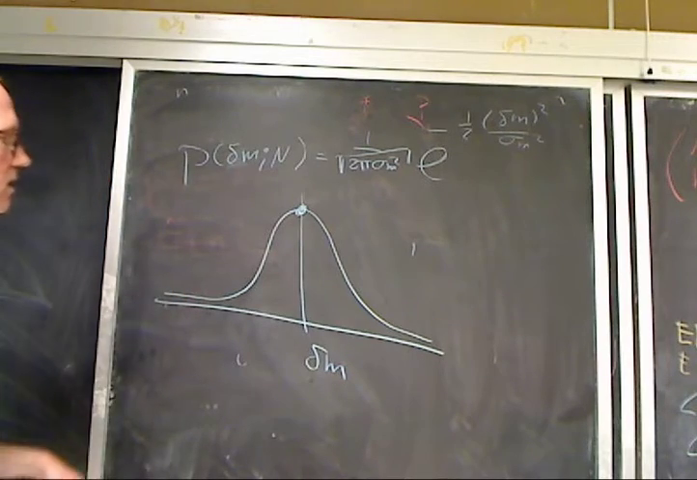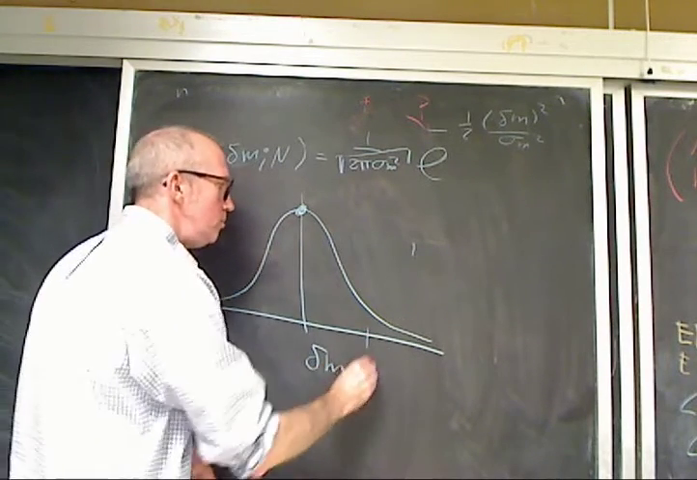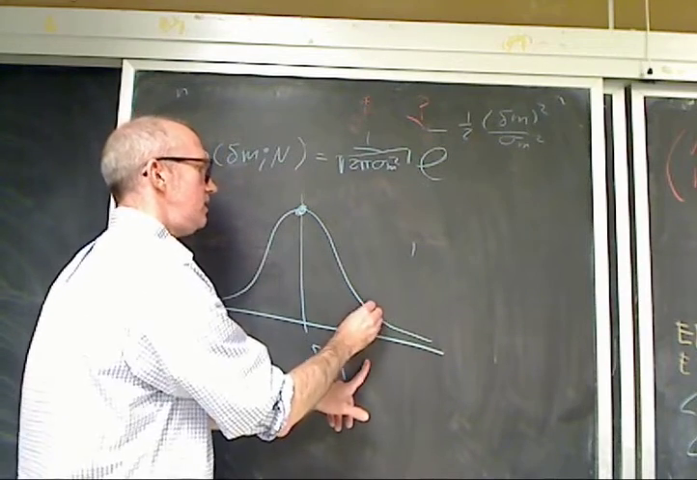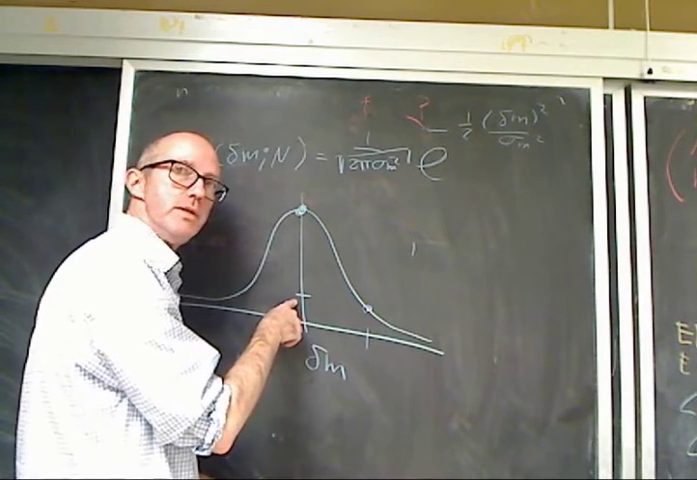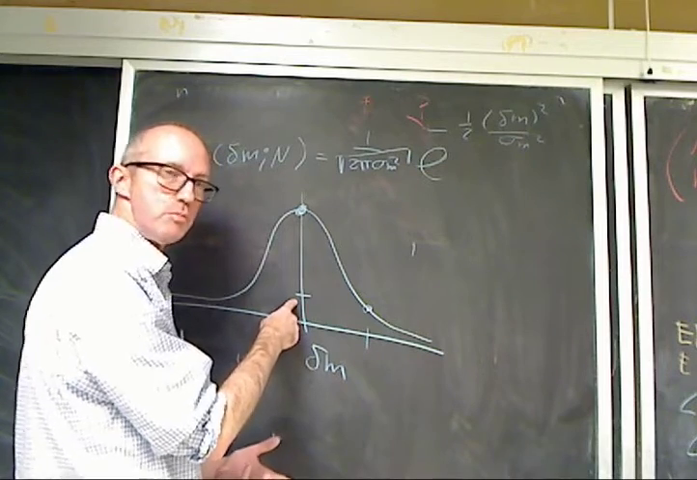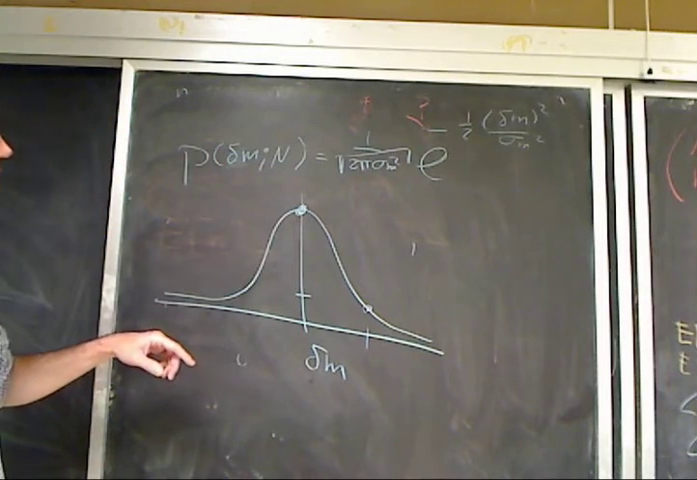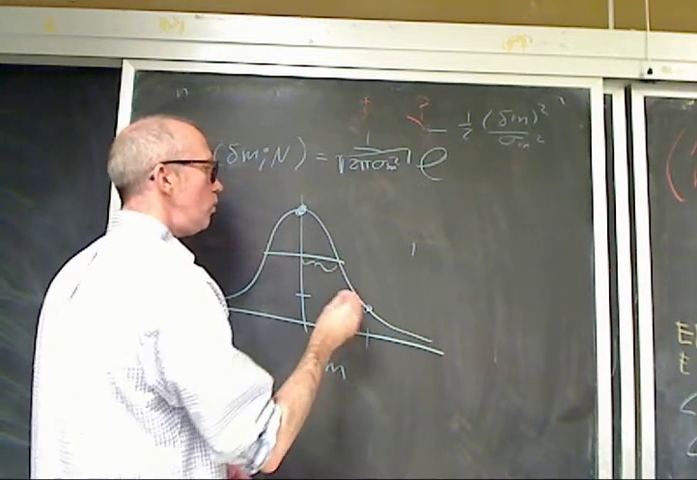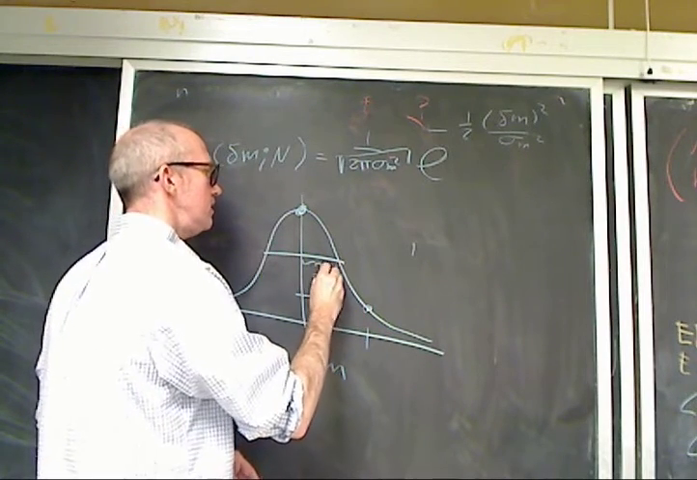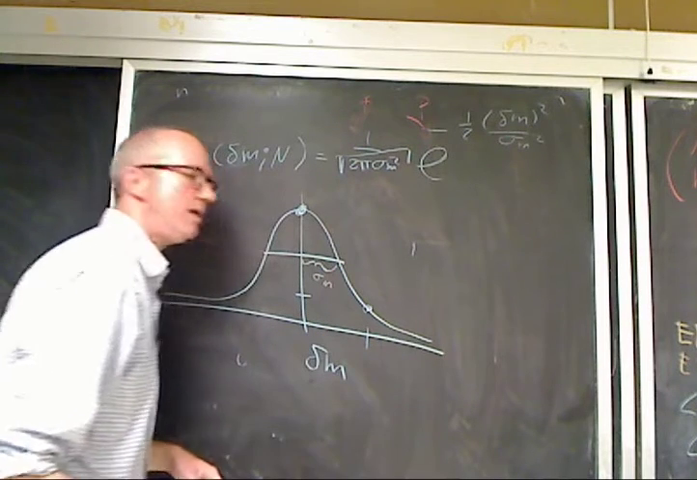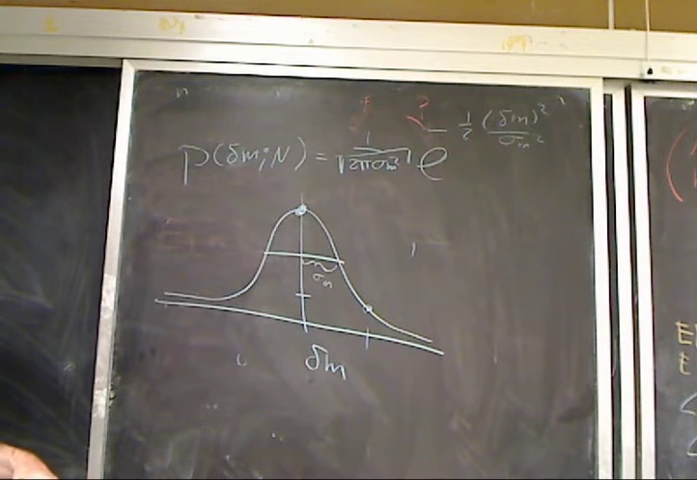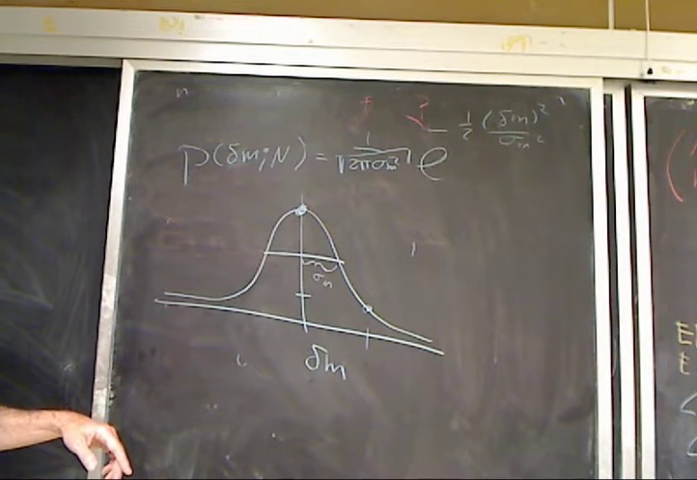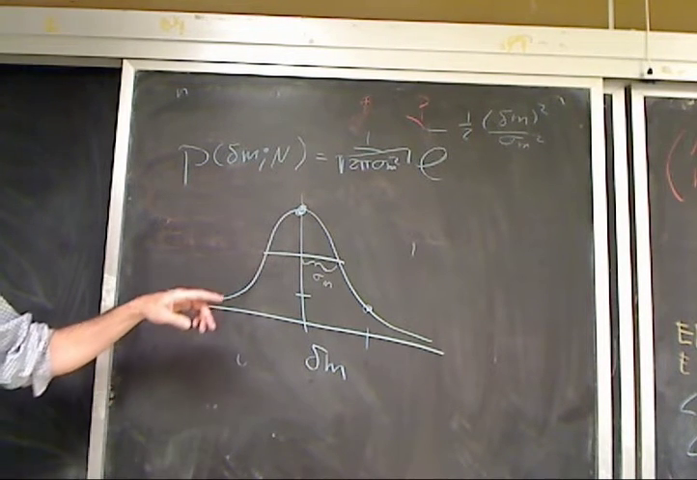So the probability to have gone this far is this much. This is a classic bell-shaped curve. And this has a width. The width of this is roughly sigma m. Where do you measure the width from? At a half.